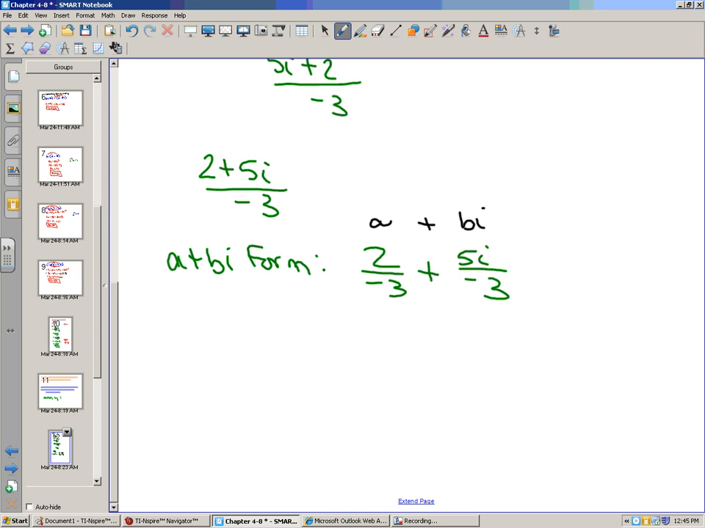They are the same thing, but in the back of the book, they're going to give you the a plus bi form at the bottom. Okay? So whenever you're checking your answers, if you don't know if you're right or wrong because your answers are different than theirs, you need to understand why. Okay?